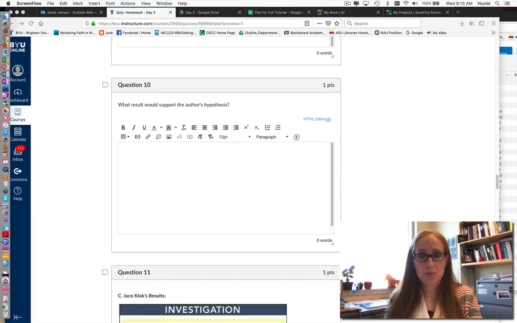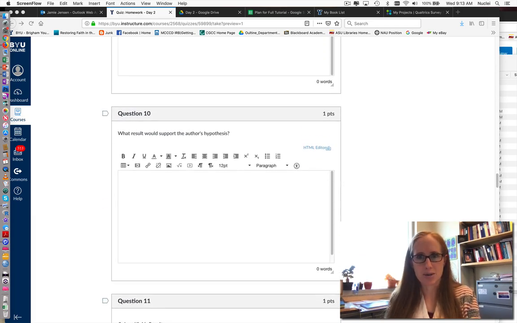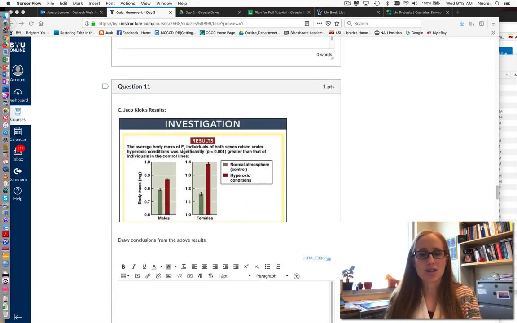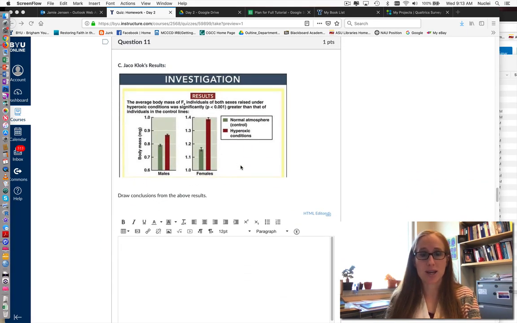So what results would support their hypothesis? Well, we should see bigger bugs with more oxygen. So here's a great graph. Let's take a look at this graph. So again, let's identify our axes. So this graph is showing males. This graph is showing females.